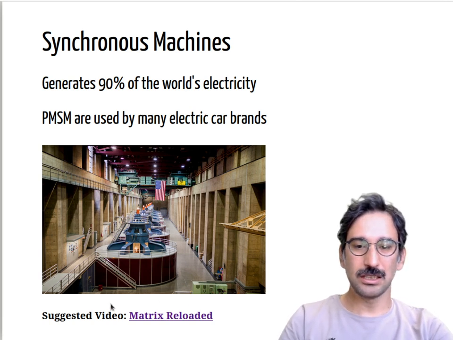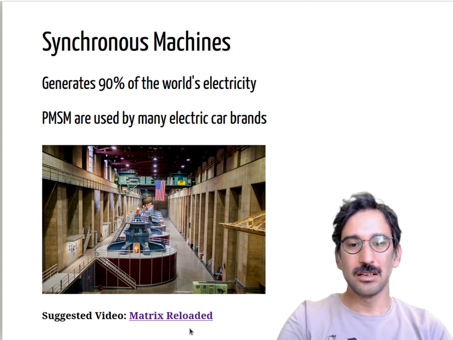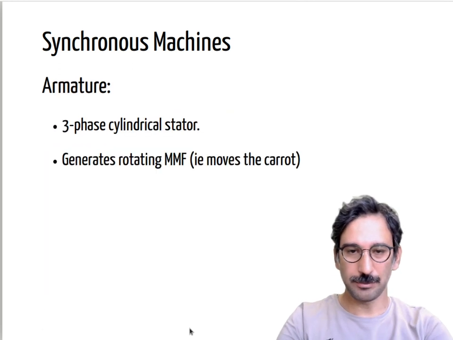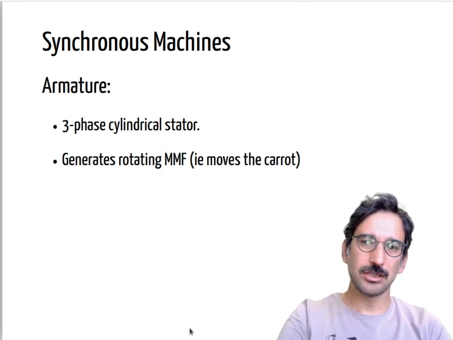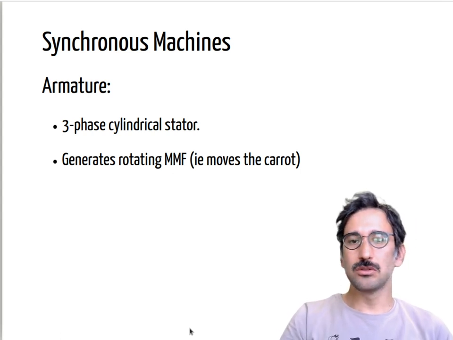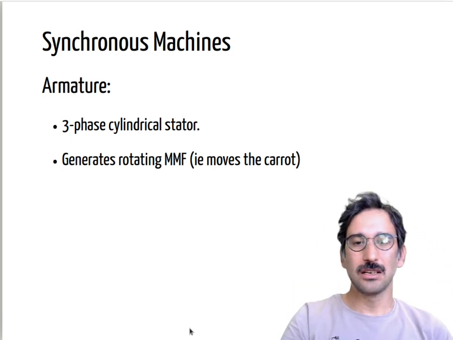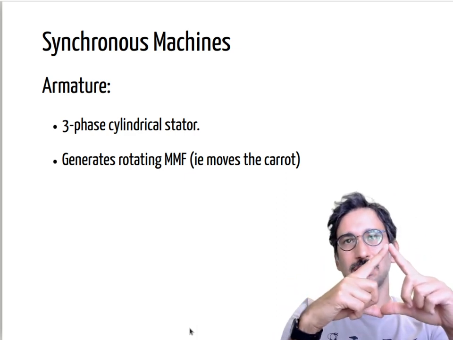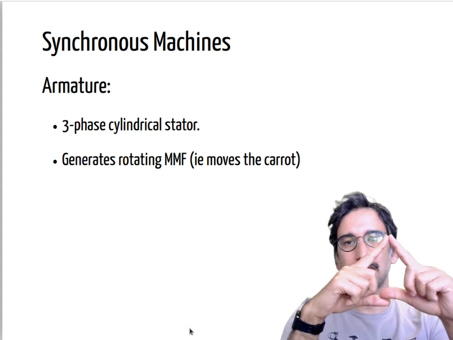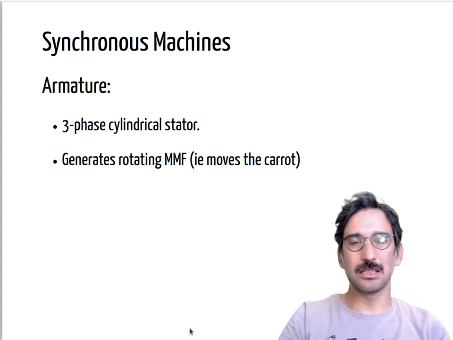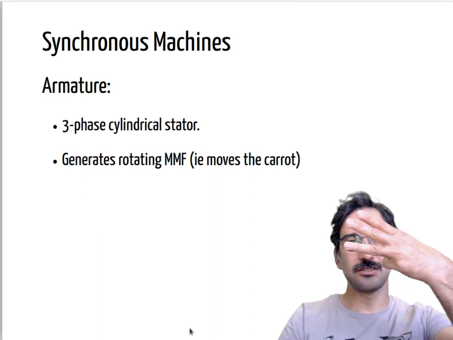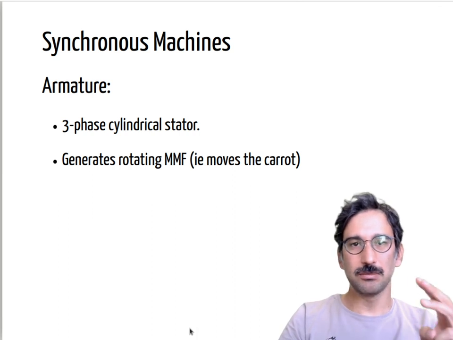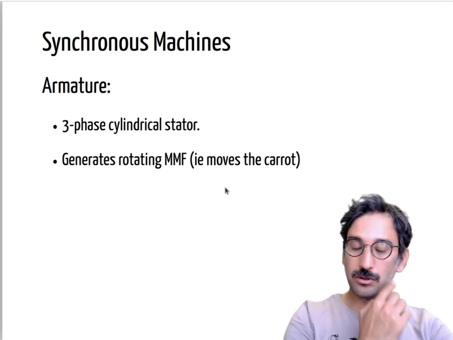Again, I'm not going to open it here, but I suggest you watch that video from the Matrix Reloaded movie. In the synchronous machine, the armature is in the stator, so we have a three-phase cylindrical stator with a three-phase winding distribution, and it generates the rotating MMF. That stator can be connected, as we have seen in the first semester in transformers, as a delta or as a Y connection. But at the end of the day, the motor has just three terminals. You don't usually see the neutral point, but you have the three connections for the three phases.